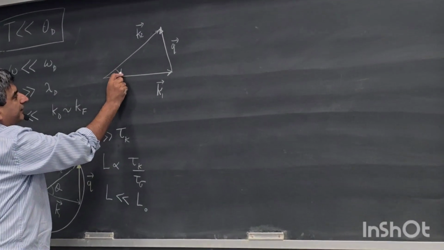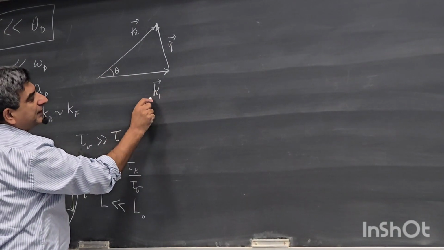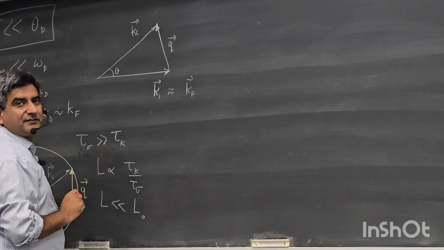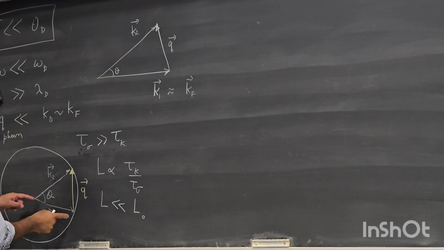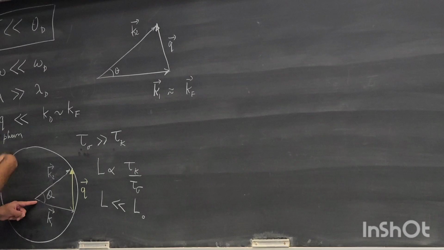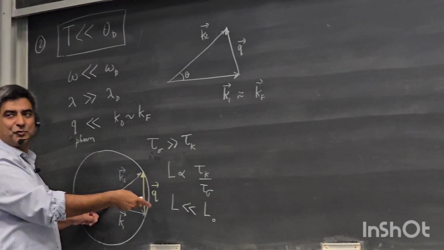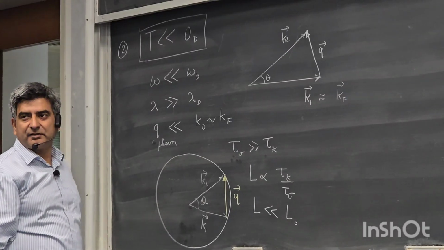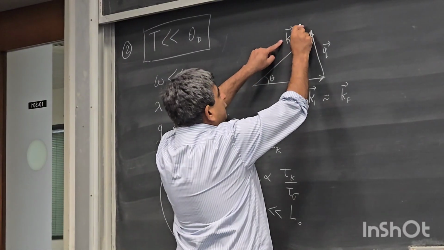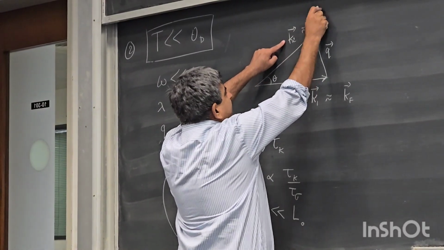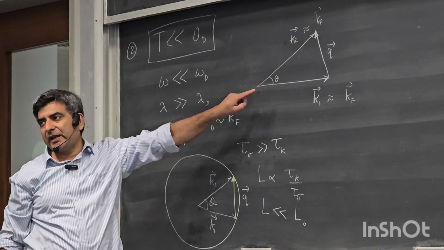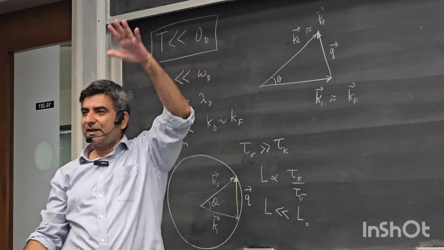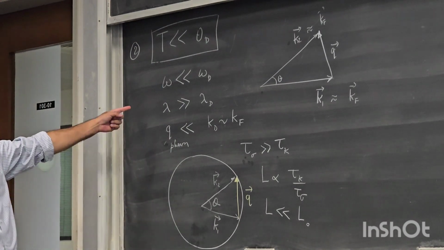So this is theta. We do know that this K1, its magnitude is the same as Kf, because we're talking about electrons on the Fermi sphere. Only those can be scattered, because everything is jam-packed inside the Fermi sphere. We know that this K2 is also the same as Kf. They just point in slightly different directions. There's a small angle theta in between, because this Q is small. This Q is small because the temperature is small, as I've described over here.